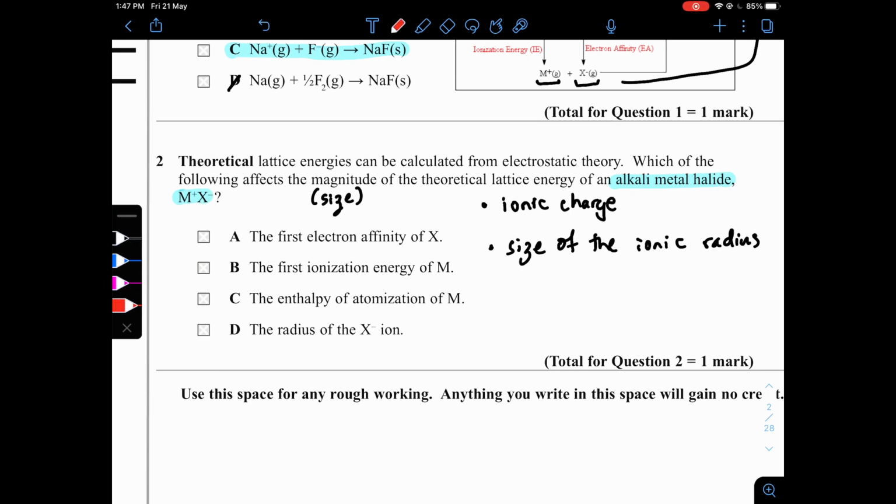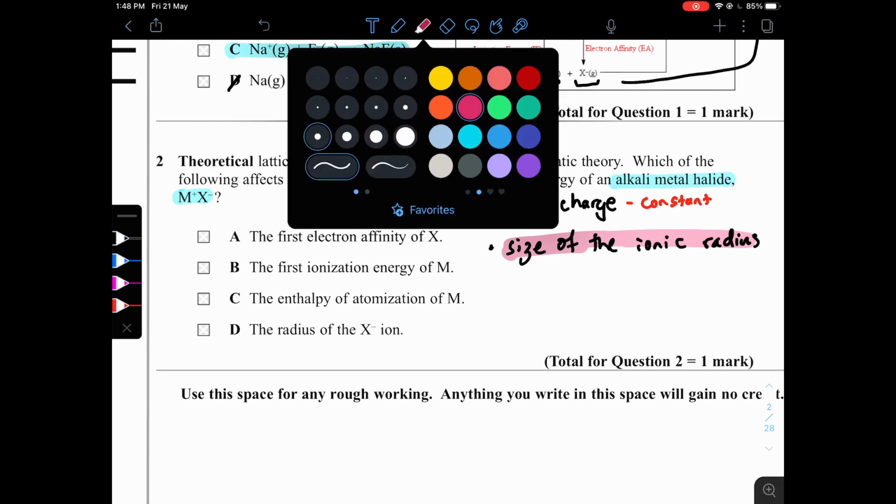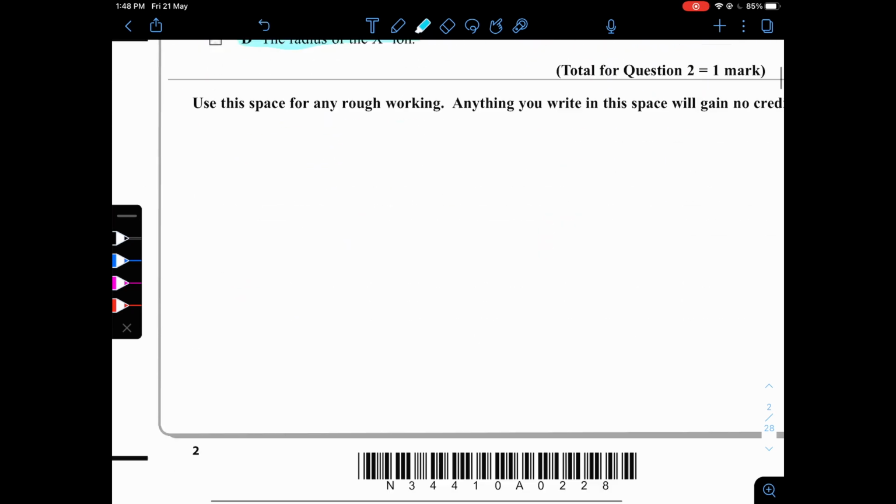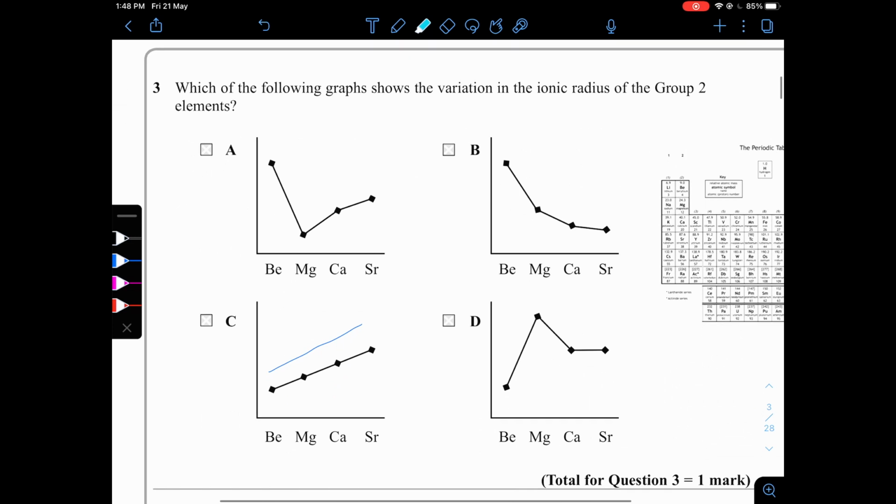So we can cross out the ionic charge because this is constant. The charges aren't going to change, right? We're not going to get M2+ and X2- at all. So the only thing that can change the size of the lattice energy is the size of the ionic radius, which in this case is our option D. And why is that? Because A, B, C don't talk about the radius or the ionic charge at all. So we can conclude that D is the answer. Let's move on.